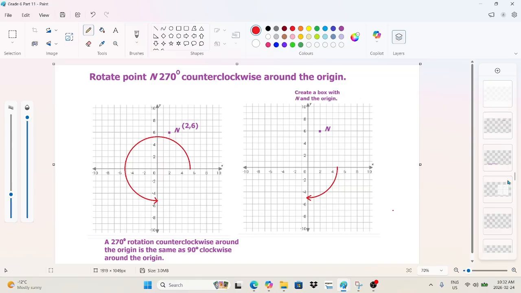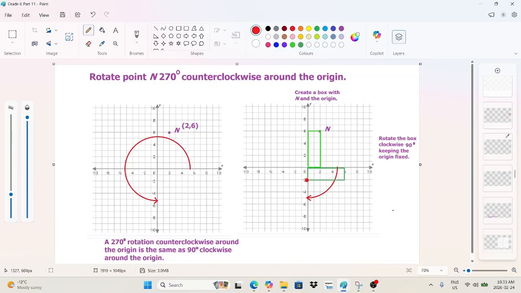So now let's take a look at N. Create a box with N and the origin. So let's do that. Here's our little box, okay? So here's the origin, here's N. Now what we're going to do is we're going to kick this box over, and the origin isn't going to move. As you can imagine, it's like a little lever here that's holding on to this spot. When we kick it down, it's going to look like this, right? The box looks like this. So rotate the box clockwise 90 degrees, keeping the origin fixed, and that's how it'll look.